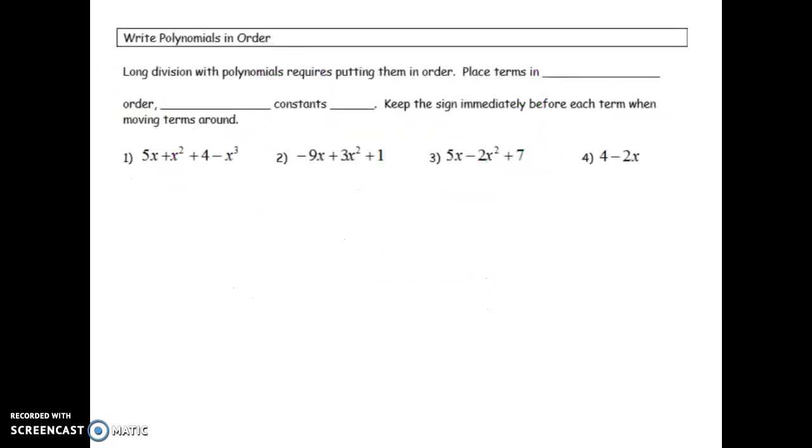Holy moly. All right. Long division with polynomials requires putting things in order. Put terms in descending order, with constants last. Keep the sign immediately before each term when moving the terms around.